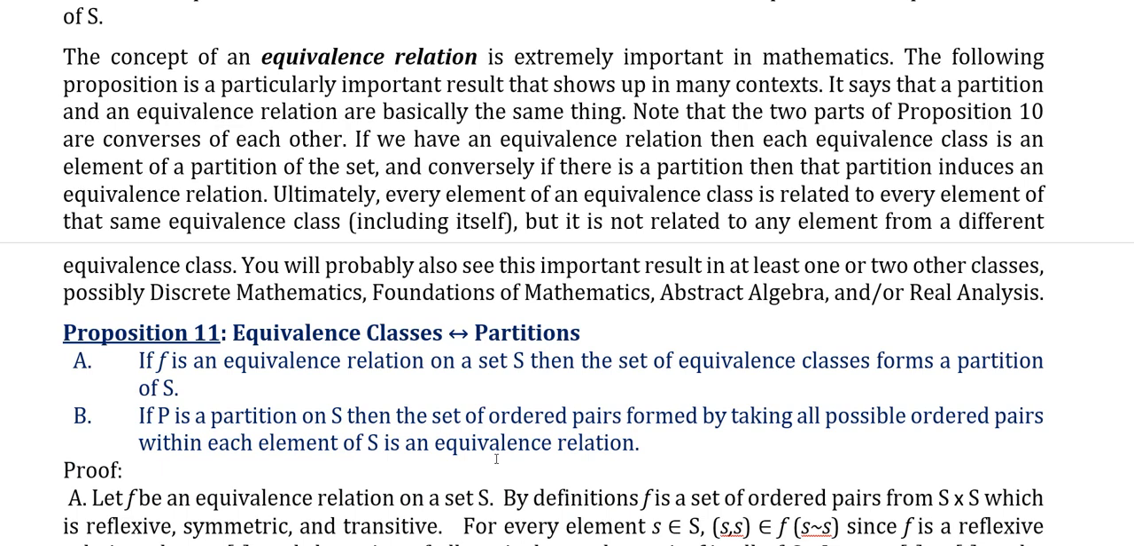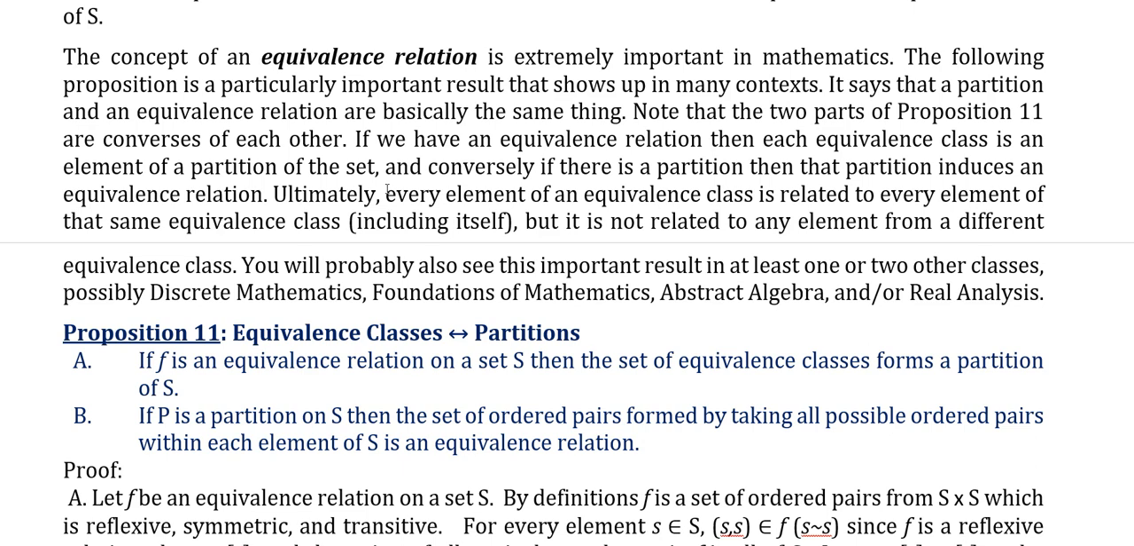So it turns out that the concept of an equivalence relation is extremely important in mathematics. It shows up in lots of different areas of math. The following proposition is a particularly important result that shows up in many contexts. It says that a partition and an equivalence relation are basically the same thing. Note the two parts of proposition 11 are actually converses of each other.